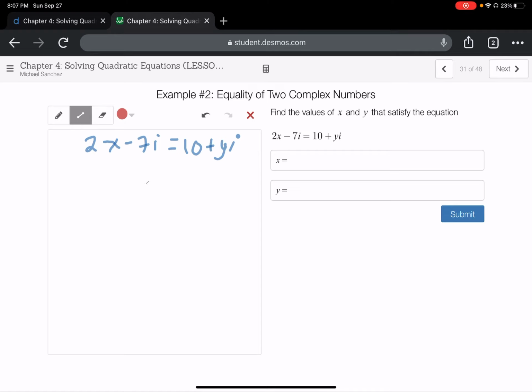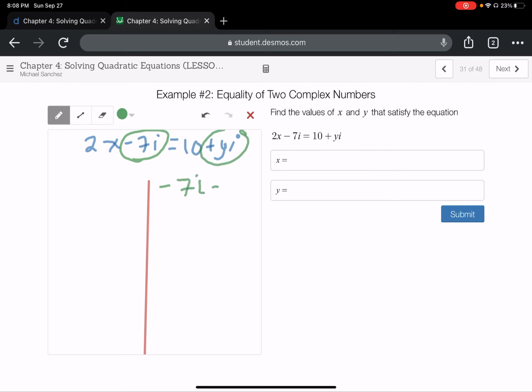So what I'm going to do here is draw a line down the middle. On the left, I'm going to solve an equation using the real parts. Actually, I think it's going to be easier if we do the imaginary part first. So I'm going to circle the imaginary part. That one's easier to find because it's the one that has the i. I'm going to set up an equation using those two: negative 7i is equal to yi. Because the 7i is on the left side of the equation, I put it on the left side. The yi is on the right side, I put it on the right side.